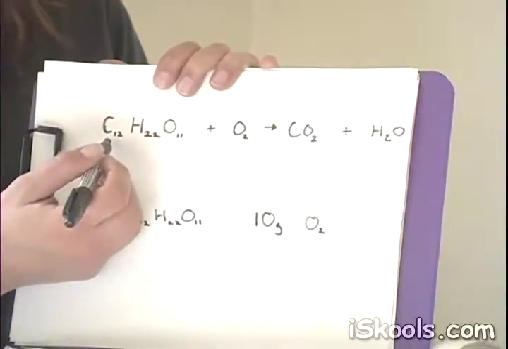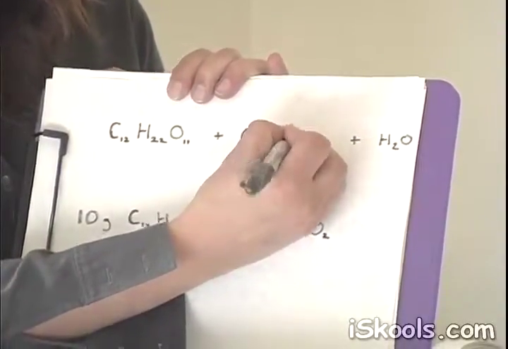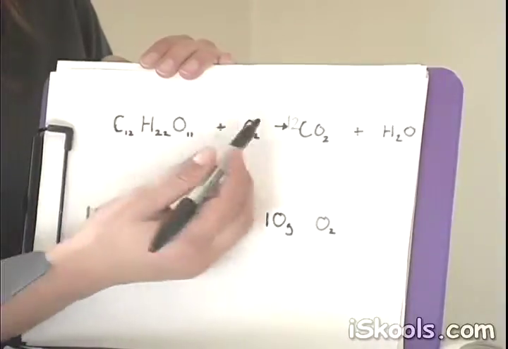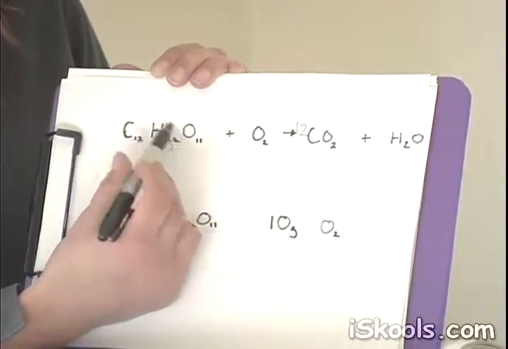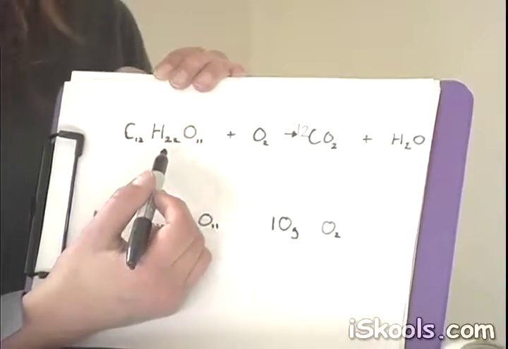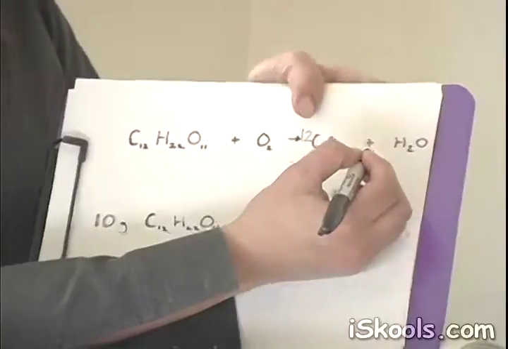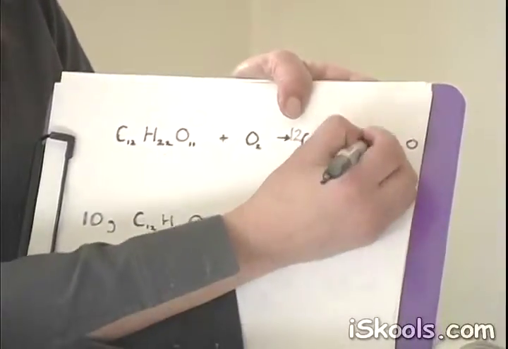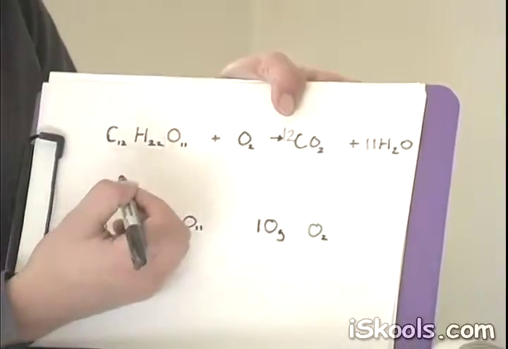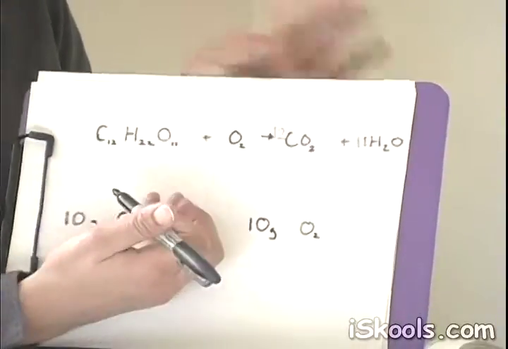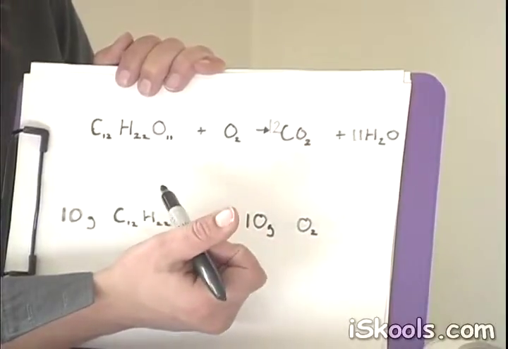So if we have 12 carbons here, then we must have 12 here. That would be the first step for balancing this reaction. Then we can count up how many hydrogens we have. We have 22 here, whereas we only have 2 here. So we can just multiply that by 11. 11 times 2 is 22. We had the 22 here. So now we have an equivalent number of hydrogens on the right and left hand side.